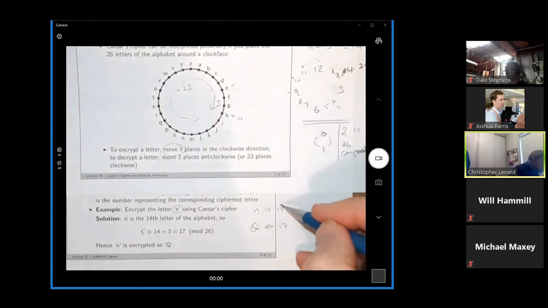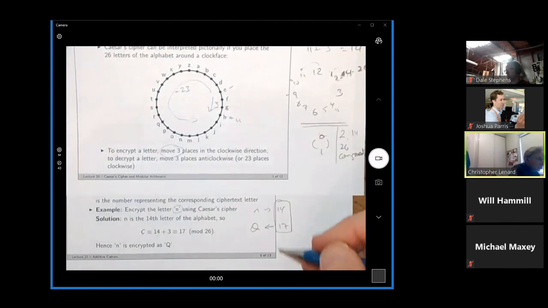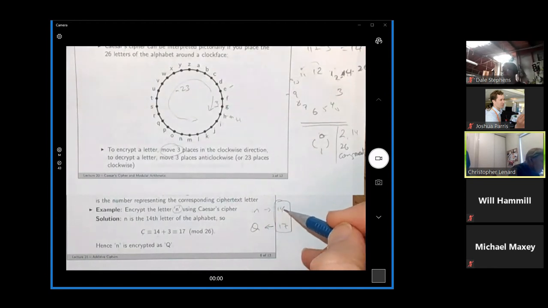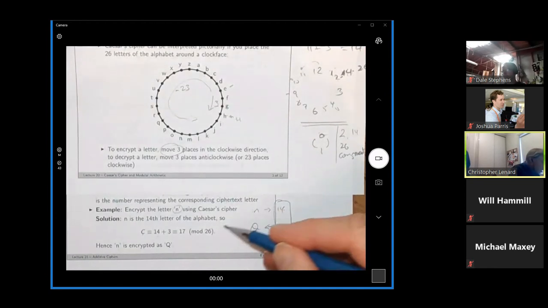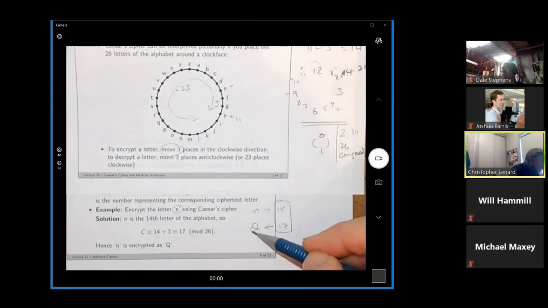But notice that we're doing the arithmetic on the numerical equivalents. So plain text N is the 14th letter. That gets transformed by this formula into the 17th letter, and that's what we look up the 17th letter as, Q.